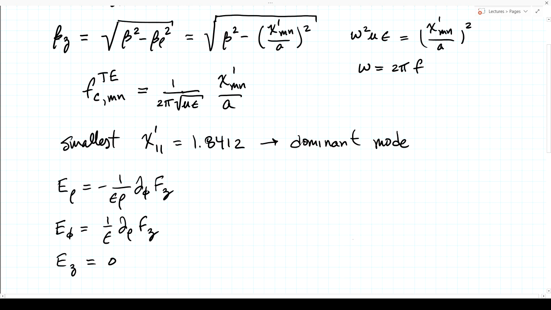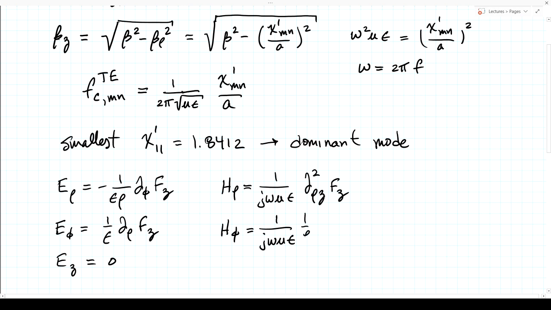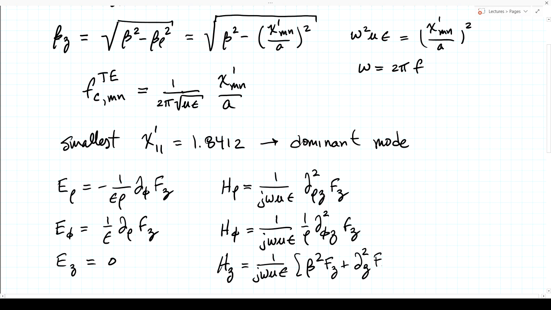If we go back to our lecture on cylindrical coordinates where we worked out all the components due to a z component of the electric vector potential, there we saw that H rho is 1 over j omega mu epsilon times the second derivative with respect to rho and z of Fz, and H phi is 1 over j omega mu epsilon times 1 over rho times the second derivative with respect to phi and z of Fz, and Hz is 1 over j omega mu epsilon times beta squared Fz plus the second derivative with respect to z of Fz.